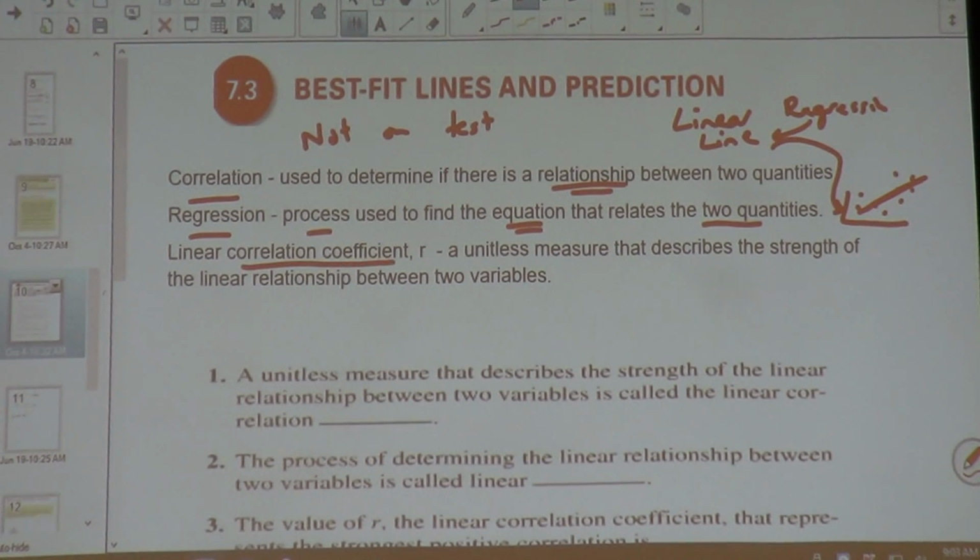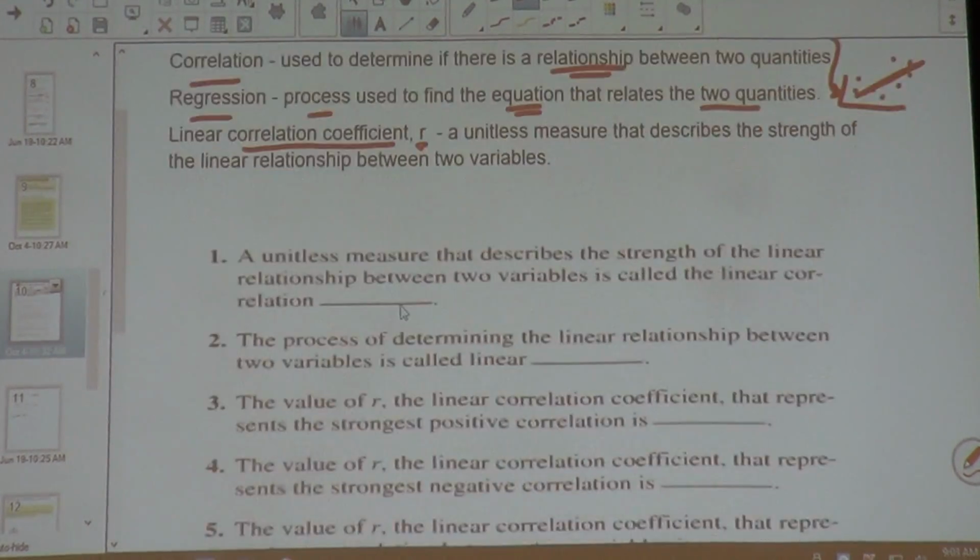And correlation coefficient, we've also talked about as the R. It has no value, no measurement, and it describes the strength. You know, the strength between you and your partner. Is it strong? Is it weak? Is it moderate? Is it a positive relationship? Is it a negative relationship?